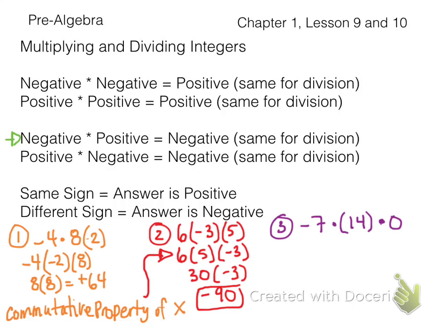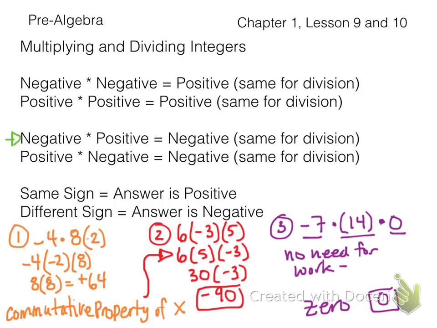Alright, next up we have negative 7 times 14 times 0. Just remember that anything multiplied by 0 is 0. You could go about this the long way, doing negative 7 times 14 and then multiplying by 0, or just know that because you're going to multiply by 0 at some point, it's going to be 0. So no need for work, the answer is 0.